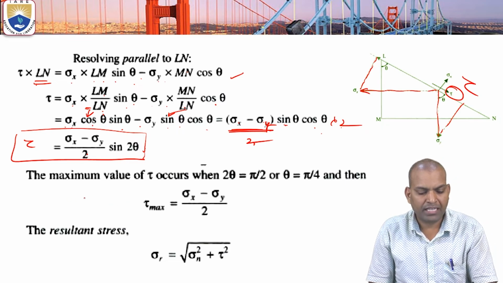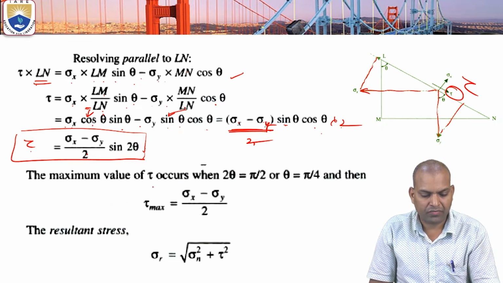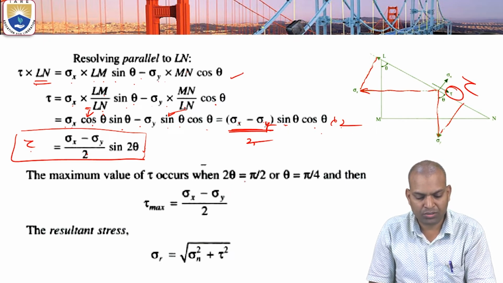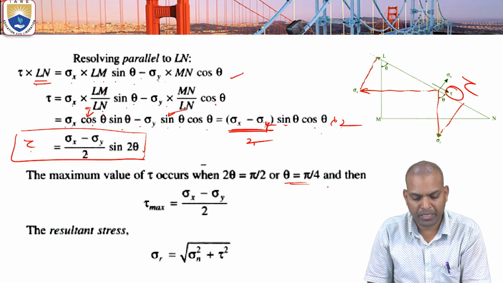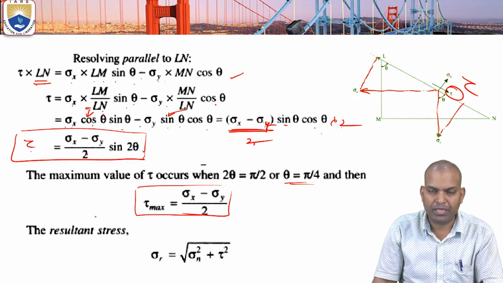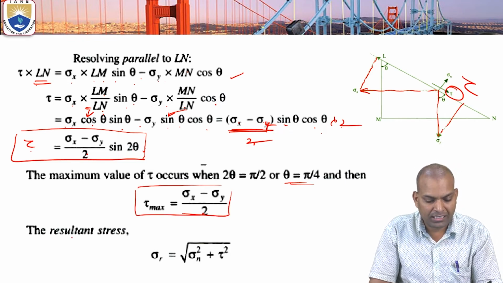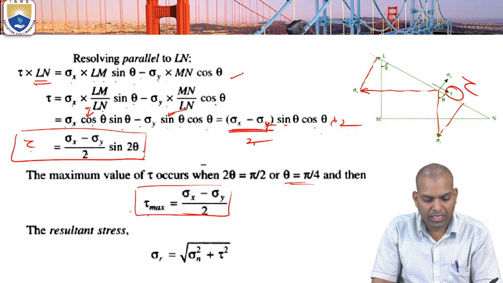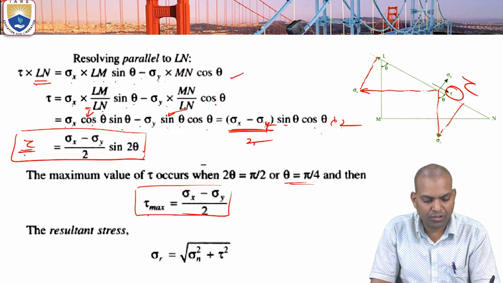Now, the maximum value of tau occurs when sin 2 theta equal to 1. That is 2 theta equal to pi by 2, or theta equal to pi by 4. And then it becomes sigma x minus sigma y by 2. This is the tau maximum. This is the value of tau.